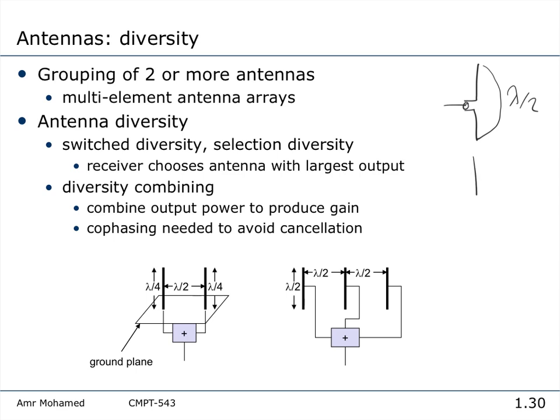If it's fed from the bottom, then this is actually lambda over 4. So the length is lambda over 4, which means you need to extend even more. So the characteristic of having lambda over 2 or lambda over 4 limits the type of signal that you can feed to this antenna in order to have efficient communication.